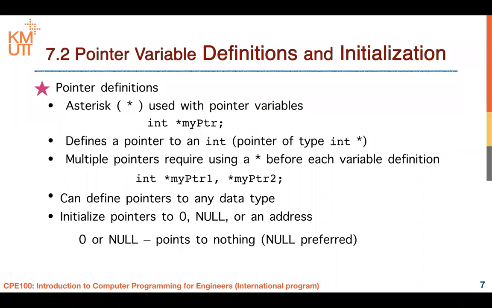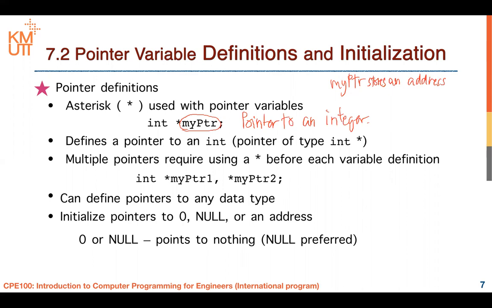Then here we come to the pointer definitions. If you want to define a pointer, you can use the asterisk or star symbol, right? You can use it as a pointer variable. For this example, int *myPtr. This is the way that you define a pointer to an integer. So my pointer, myPtr, is an address. It stores an address.